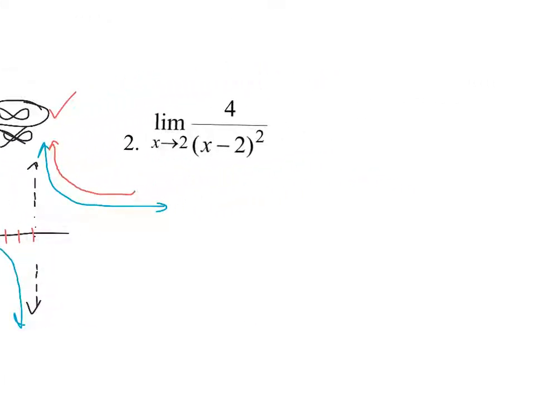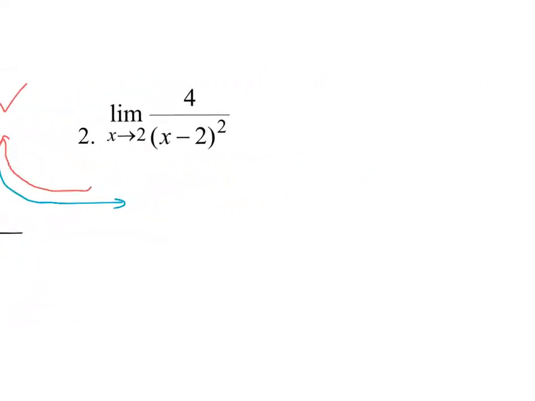Okay, let's look at the second one. Now you've got to be careful, because you'll notice this one does have a squared. If I first plug in the 2, I get 4 over 2 minus 2, which is 4 over 0 squared, which is 0, so 4 over 0. Right away I know this is going to be either positive infinity or negative infinity. I just have to figure out which one.